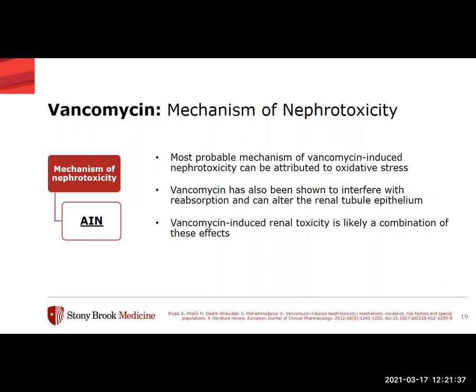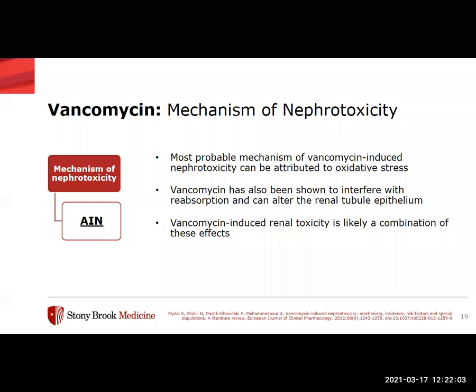Next, we'll talk about vancomycin, which is typically the drug that comes to mind when we are talking about nephrotoxicity. The exact mechanism of vancomycin-induced nephrotoxicity is not completely understood. However, the most probable mechanism can be attributed to an increased production of reactive oxygen species and oxidative stress. So the oxidative effects on the proximal renal tubule often result in renal tubular ischemia.